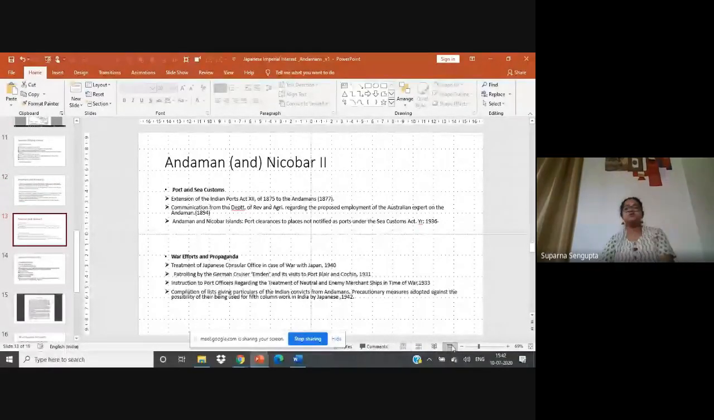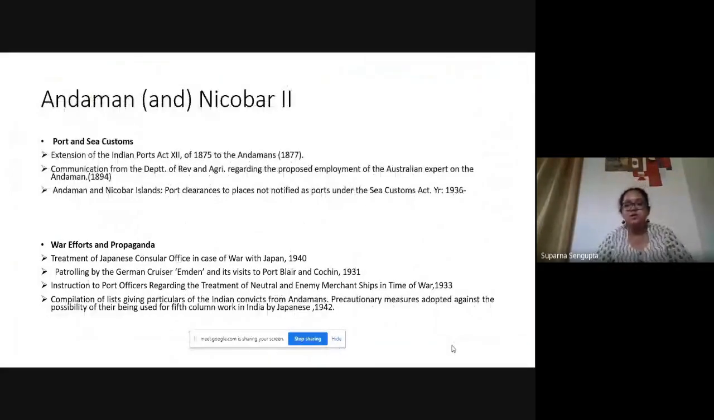Now, to come to the prospect of the port issue and that of the sea customs, which is not to be seen only as an economistic issue, but also political economic, is that there was as early as 1877 the extension of the Indian Ports Act to Andamans, and even an Australian expert was employed from the Department of Revenue and Agriculture on how to exploit Andamans as a possible resource.